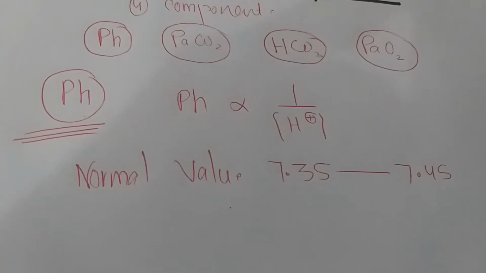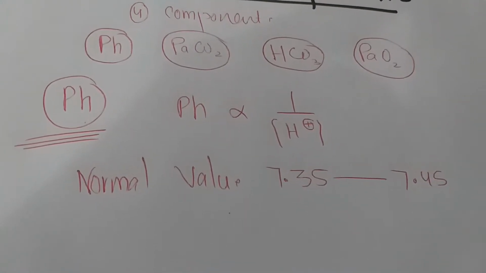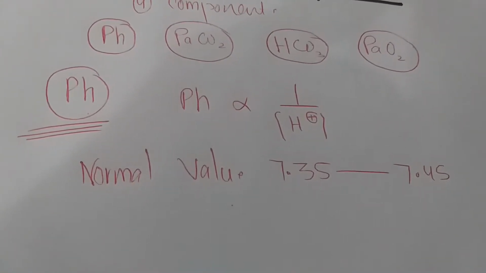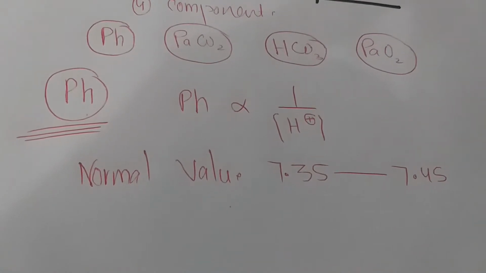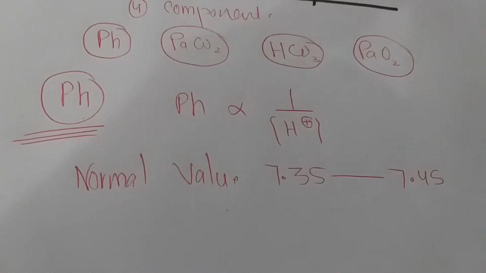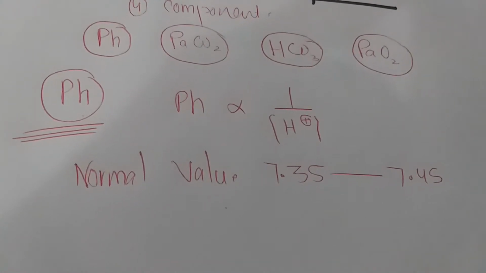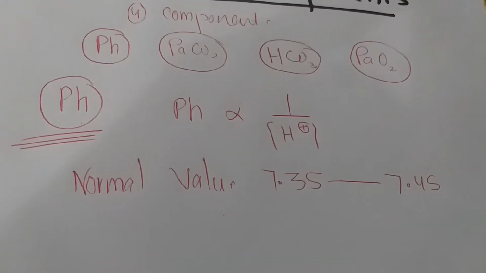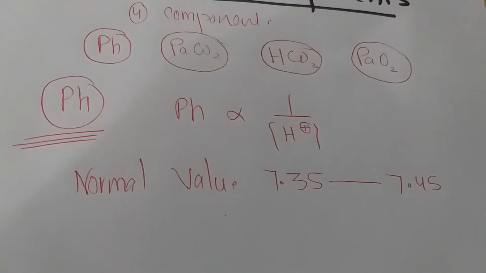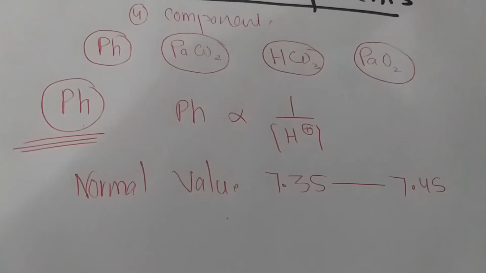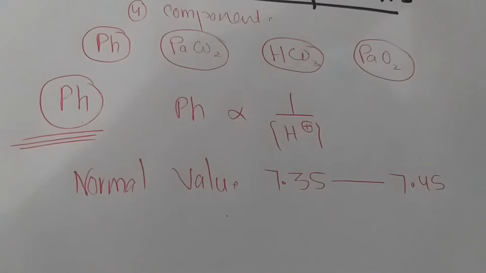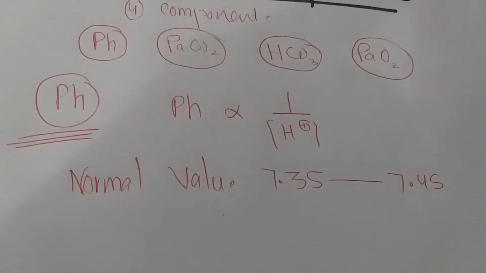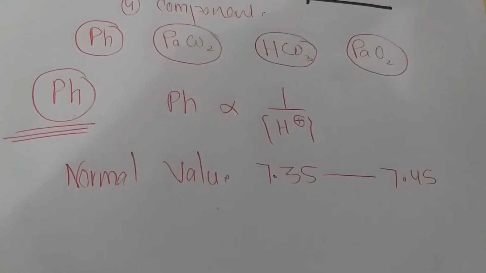For example, if a person takes HCl, or if hydrogen ion is not secreted by the kidneys, then the pH of the body would decrease, and we will call it a condition of acidosis. But if somehow hydrogen ion is removed from the body, for example, if someone is having vomiting and hydrogen ion from the stomach is thrown out of the body, or our kidneys are excreting a lot of hydrogen ion, in both of these situations the pH would go high, and we call this condition alkalosis. The normal value of the pH is 7.35 to 7.45.